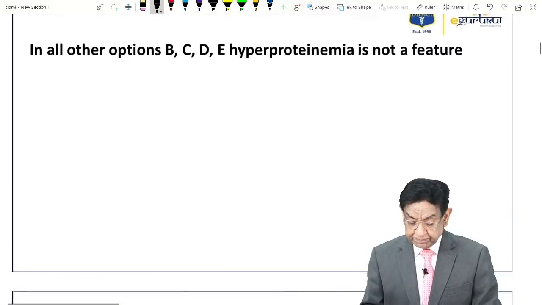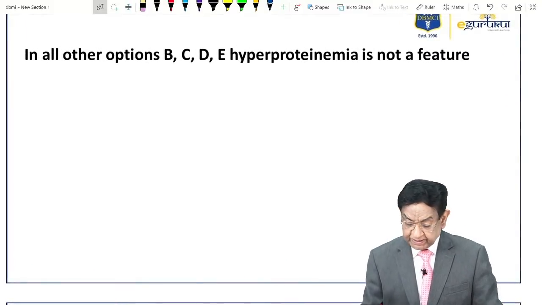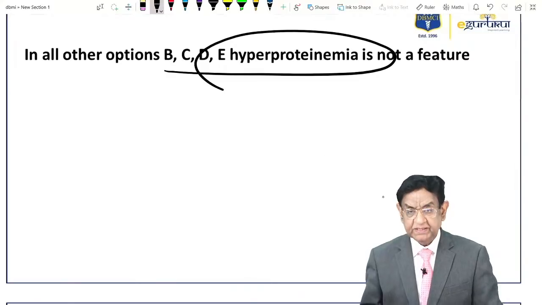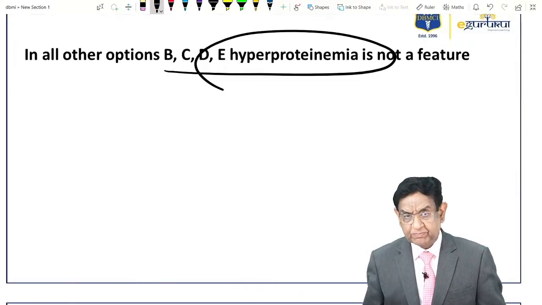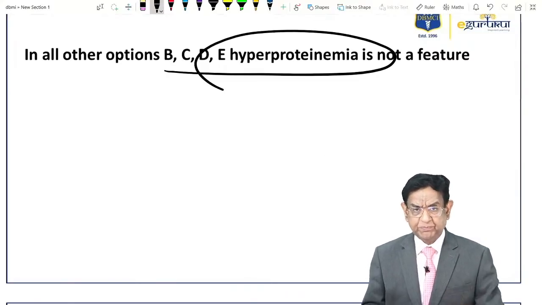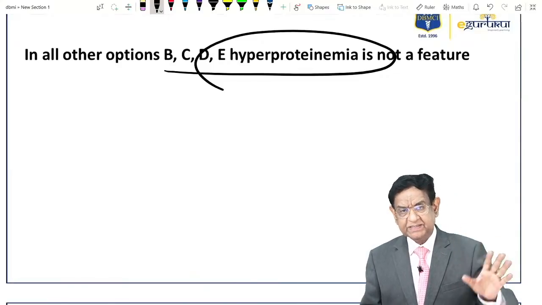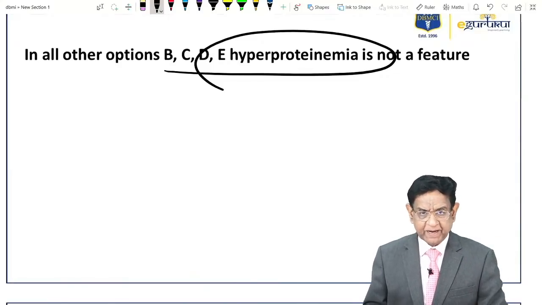Well, none of the other options we saw lead to hyperproteinemia. So I told you the golden one to remember is hypercalcemia with increased protein, and that is nothing but multiple myeloma.